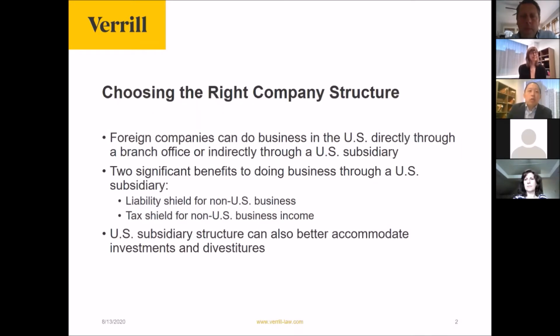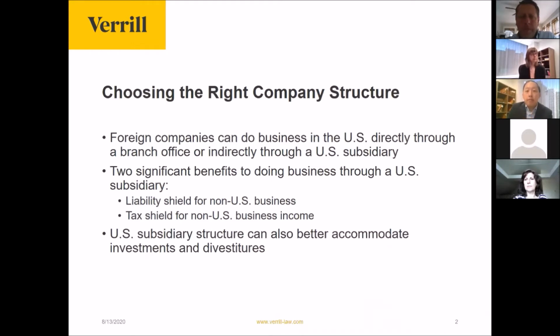So, choosing the right company structure. For foreign companies, from a corporate law perspective, one of the first things you need to consider when thinking about entering into the US market is your company structure. At a high level, a foreign company can do business in the US in really one of two ways: directly through a branch office or indirectly through a US subsidiary. I almost always recommend the latter course of action because there are really two significant benefits to doing business through a US sub.